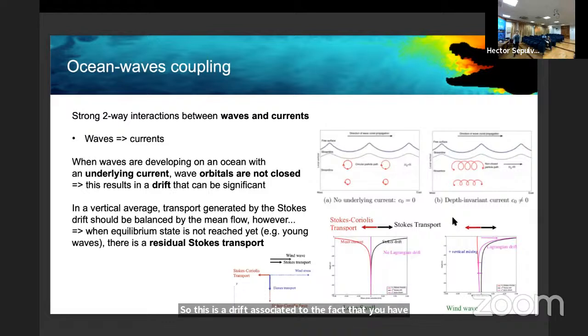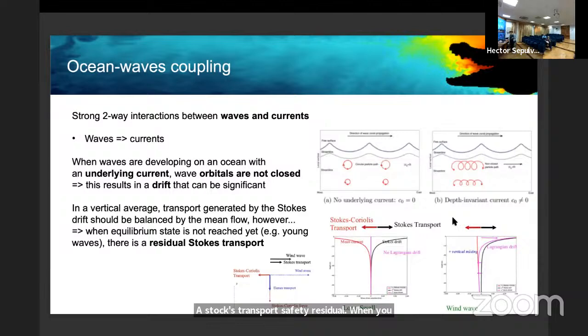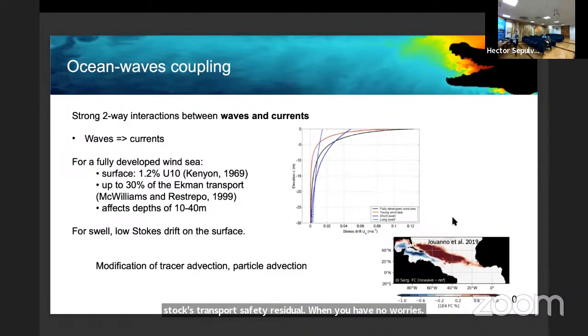And associated to this drift, there is a transport that is generated, and this transport is compensated because everything tries to be balanced in general. And so there is a Stokes-Coriolis transport that is opposed to this Stokes transport that is starting to be generated. But as we are never at a perfectly balanced equilibrium, there is still a residual Stokes transport when you have young waves.